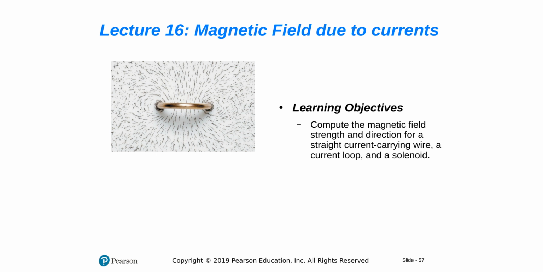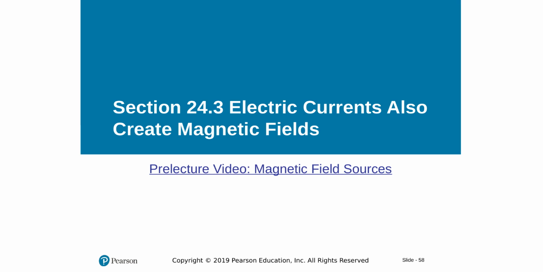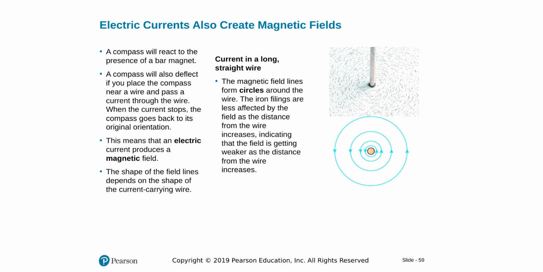Hello everyone, this lecture is about magnetic field due to currents. Actually, all the magnetic fields are generated by currents. Moving charges are necessary for magnetic fields. Even for natural magnets we talked about, there are moving little tiny bits of charges inside those materials. But we will focus mainly on a current carrying wire.